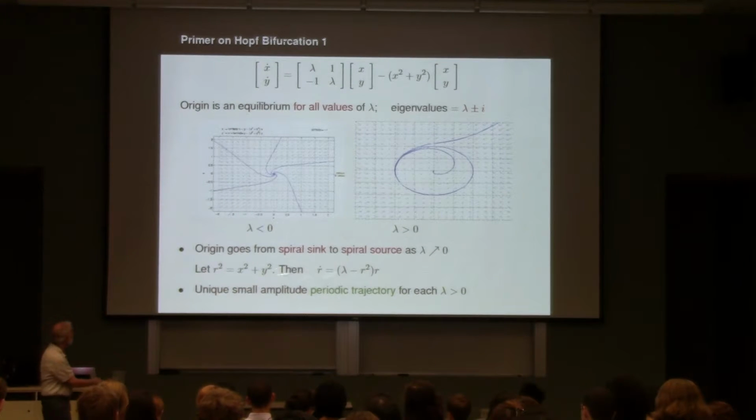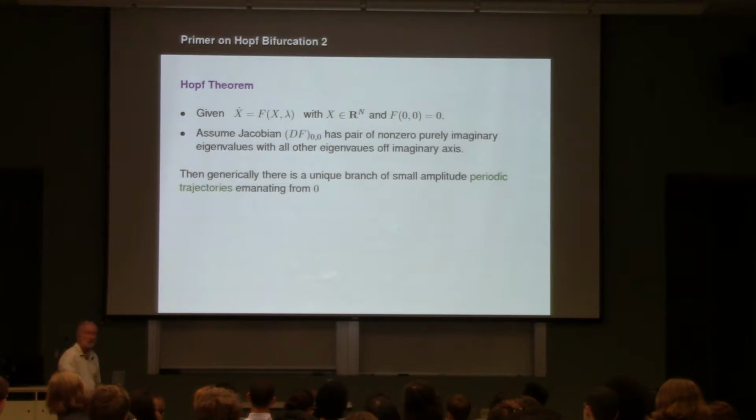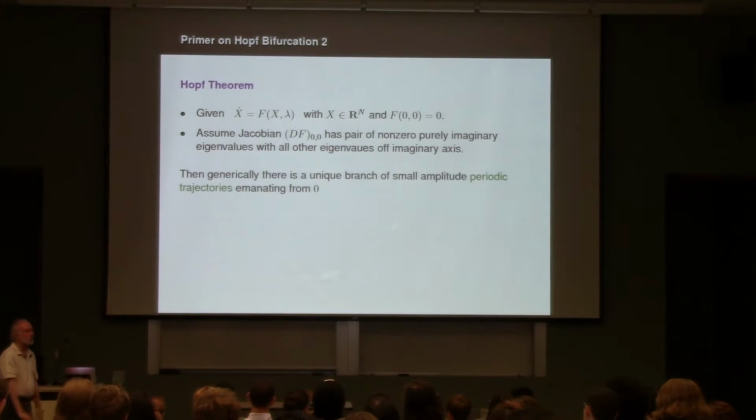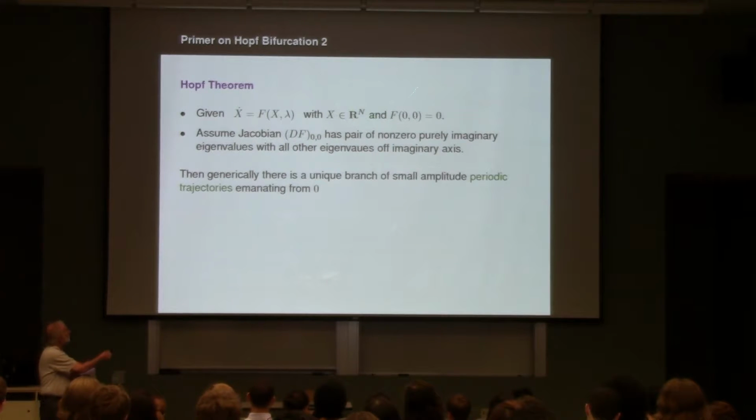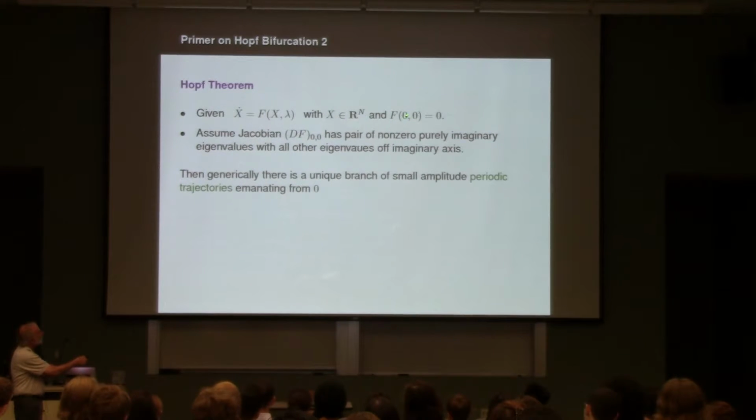Okay? So there is a unique periodic trajectory, which is small amplitude. In fact, the amplitude is square root of lambda. The Hopf theorem says this is perfectly general in the following sense. Suppose I'm given a system of differential equations, many dimensions, which has an equilibrium when lambda is 0.